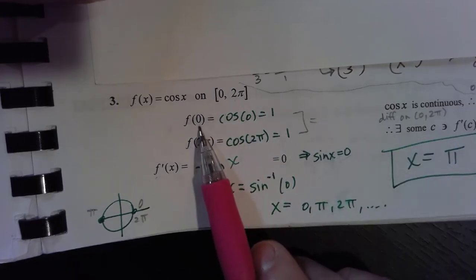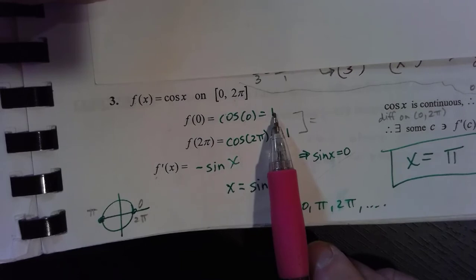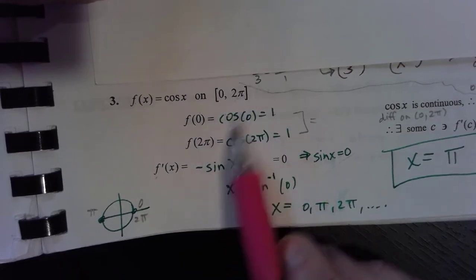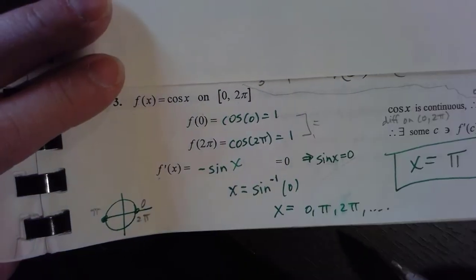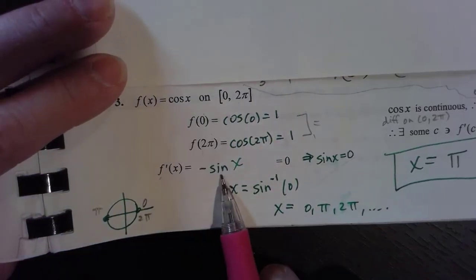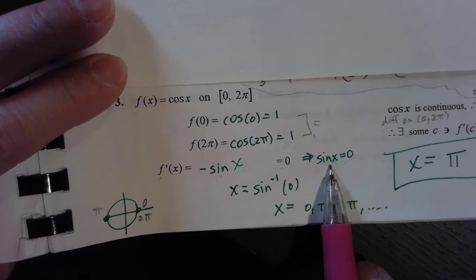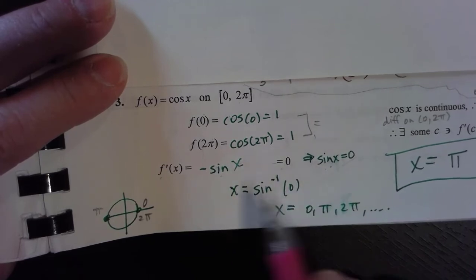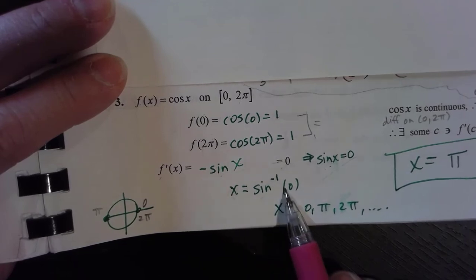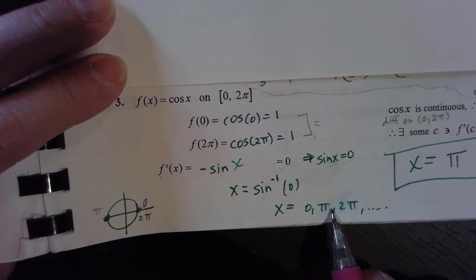So f at 0 is cosine of 0, which is 1. F at 2 pi, cosine of 2 pi is 1, so these are equal. So now we can continue with Rolle's theorem, finding the derivative of cosine, setting it equal to 0. So negative sine of x equals 0 is the same thing as sine of x equals 0, so I need the angle whose sine is 0. That's going to happen at 0, pi, 2 pi.